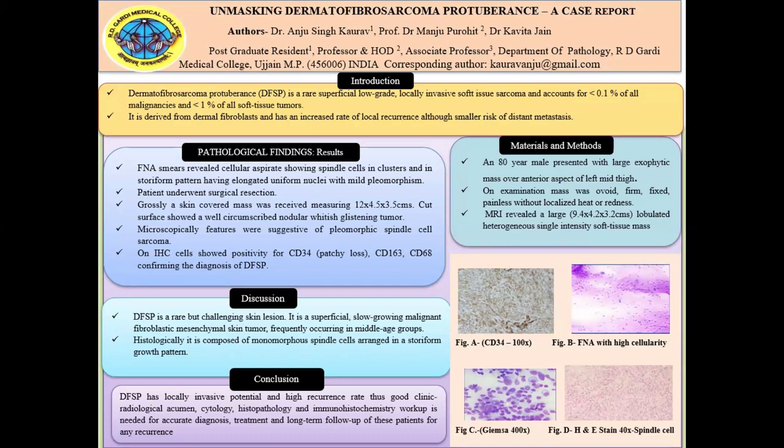Now the discussion: DFSP is a rare but challenging skin lesion. It is a superficial, slow-growing malignant fibroblastic mesenchymal skin tumor, frequently occurring in the middle age group. Histologically, it is composed of monomorphous spindle cells arranged in a storiform growth pattern. The conclusion is DFSP has a locally invasive potential and high recurrence rate, thus good clinico-radiological acumen and cytology, histology and immunohistochemistry workup are needed for accurate diagnosis, treatment, and long-term follow-up of the patient for any recurrence.